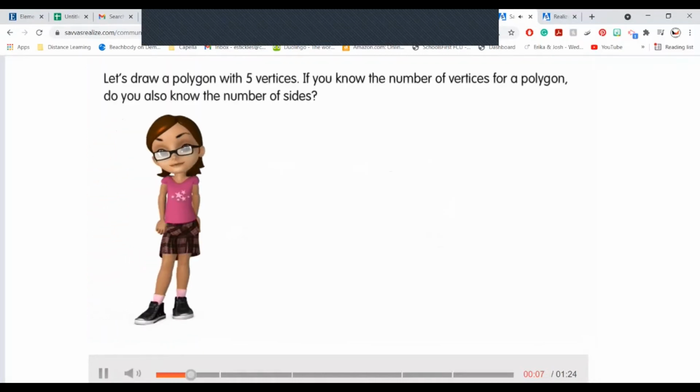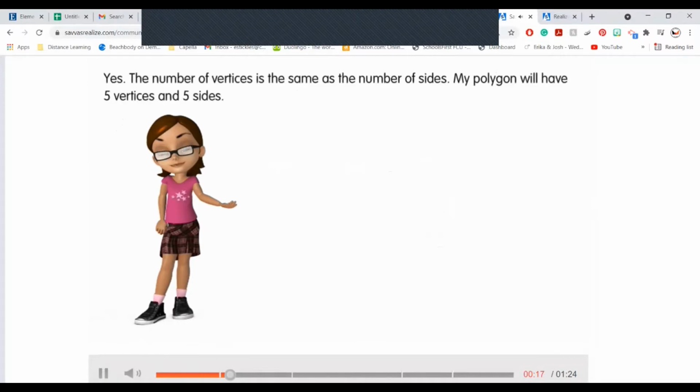Let's draw a polygon with 5 vertices. If you know the number of vertices for a polygon, do you also know the number of sides? Yes, you do, because the polygons have the same number of vertices, sides, and angles. So they would all be 5. Yes, the number of vertices is the same as the number of sides. My polygon will have 5 vertices and 5 sides.